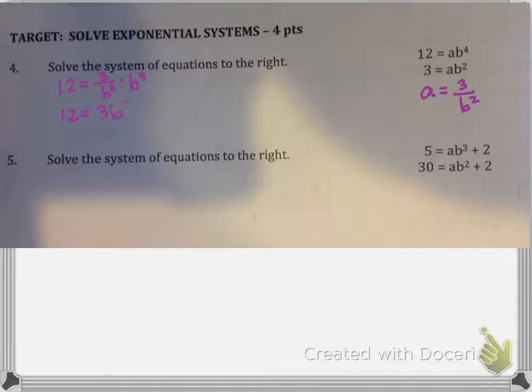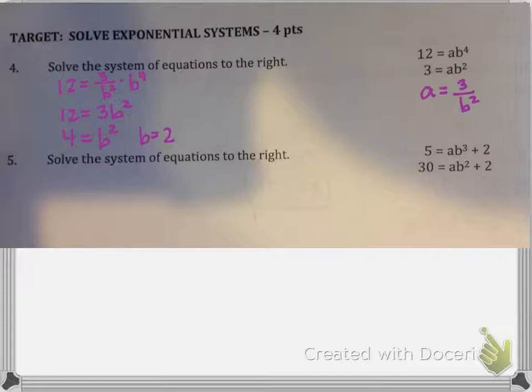Yep. So then b to the 4th power over b to the 2nd power, use those exponent rules that we talked about earlier in the year, and you know that b to the 4th over b squared, you subtract 4 minus 2 to get b squared. So I get 12 equals 3b squared. We're going to divide both sides by 3 and then take the square root. So you get that b equals 2.